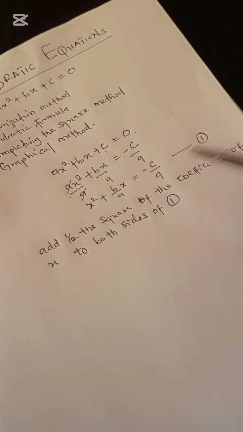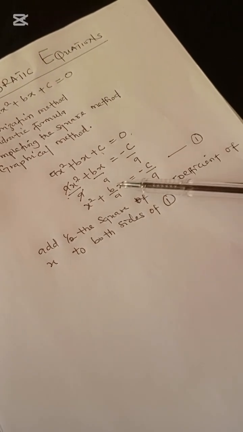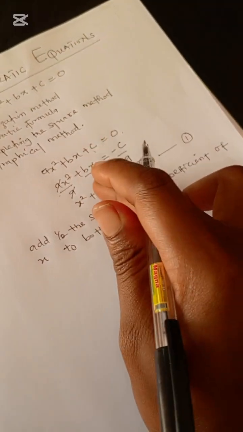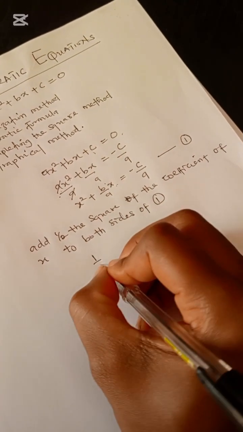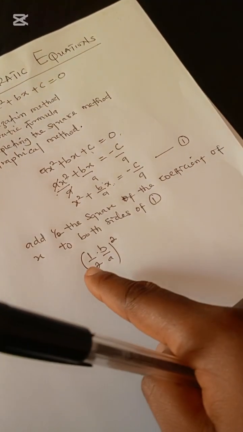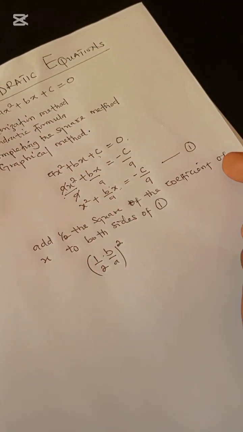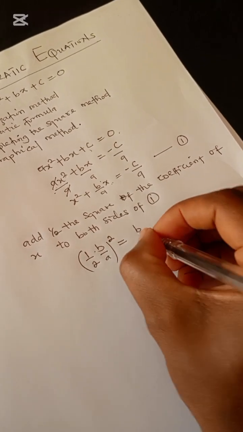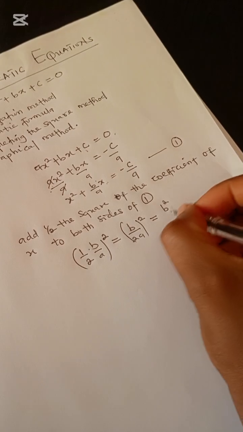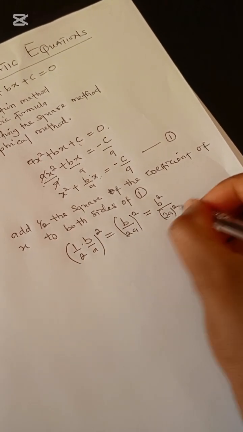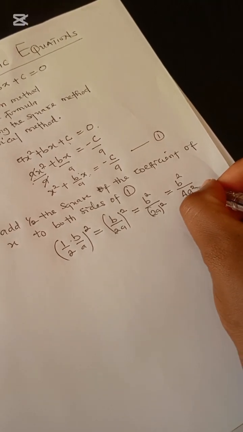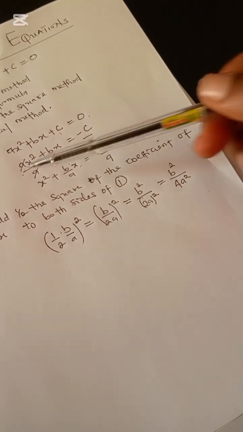So what is half the square of the coefficient of x? What's the coefficient of x? The coefficient of x in equation 1 is b over a. So half the square of this can be written as half b over a, all squared. This is the same as the statement I have written down here. So this is equivalent to b over 2a all squared, which is equivalent to b squared over 4a squared. So this is what we'll be adding to both sides of this equation.